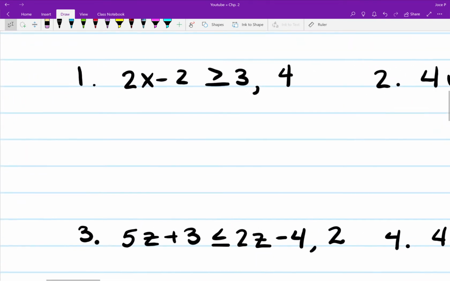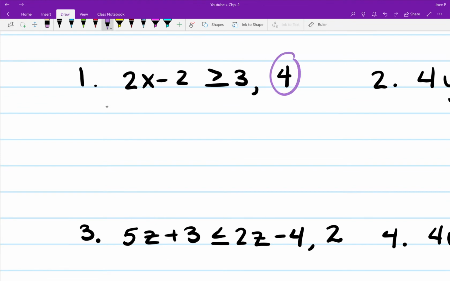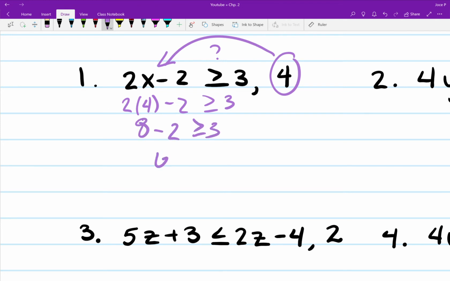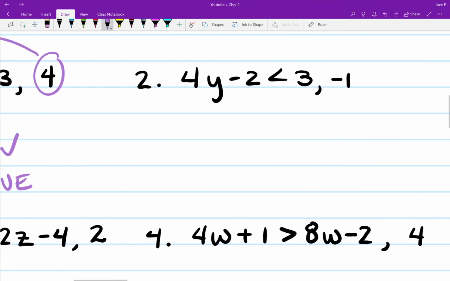Let's try our own. So we're going to substitute 4 in for x. So 2 times 4 minus 2. Is it greater than or equal to 3? Let's see. 8 minus 2 greater than or equal to 3. 6 is indeed greater than or equal to 3. So this is true. Great, let's keep going.